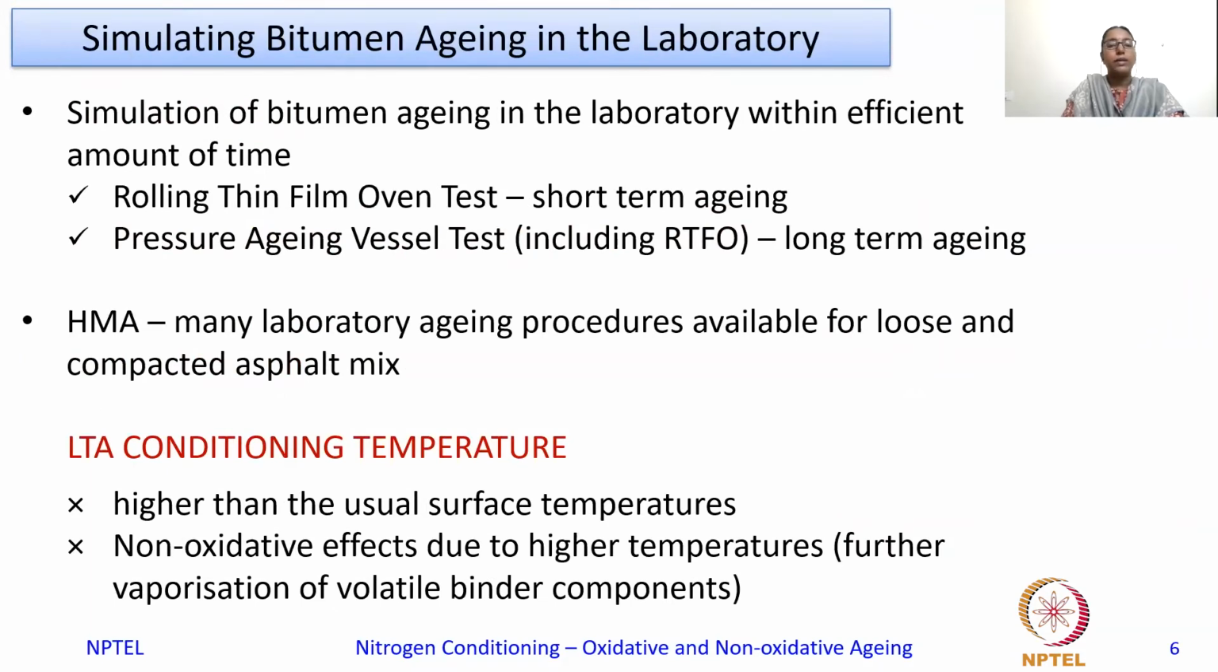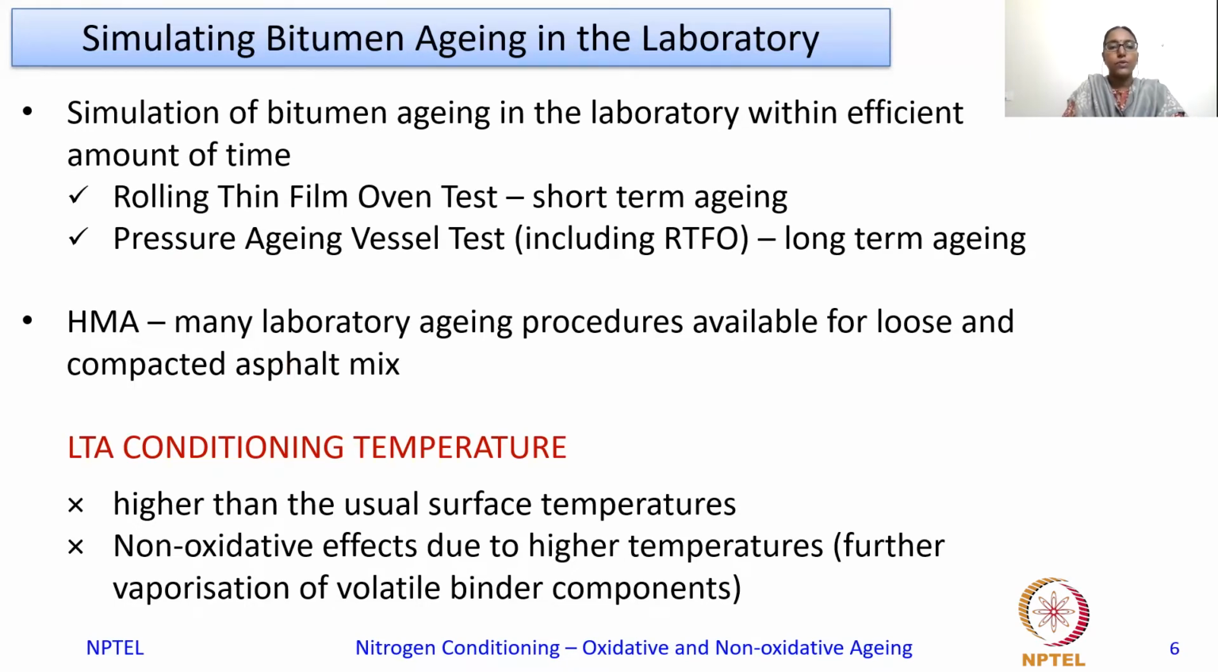Now, how do we simulate this aging in the laboratory? Again, we have discussed this. You use a rolling thin film oven test to simulate the short-term aging of the binder, and a pressure aging test on the RTFO aged specimen to simulate the long-term aging. As far as hot mix asphalt is concerned, there are many laboratory aging procedures where the mixture or the compacted asphalt mix is subjected to higher temperatures in the laboratory.